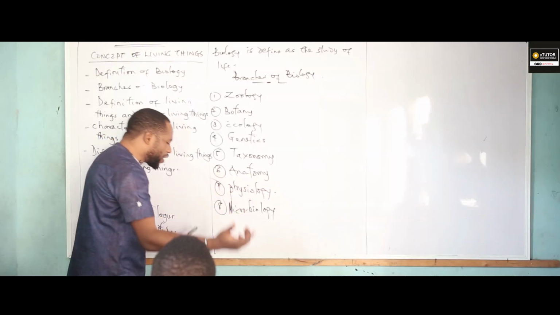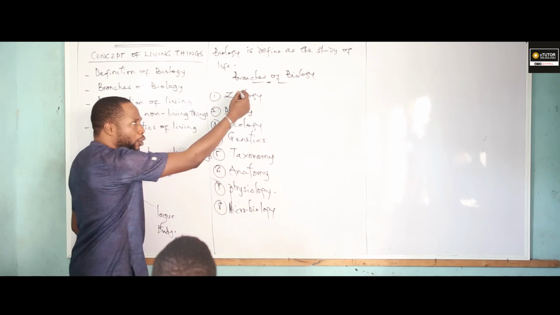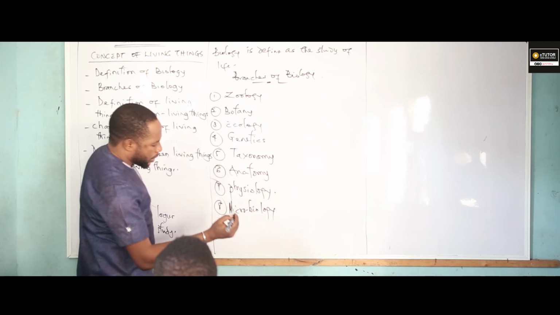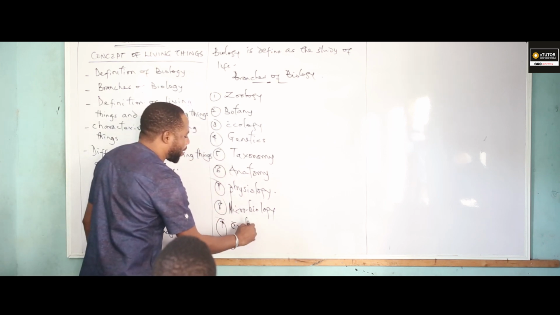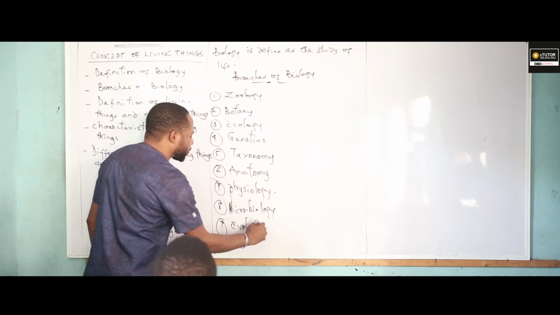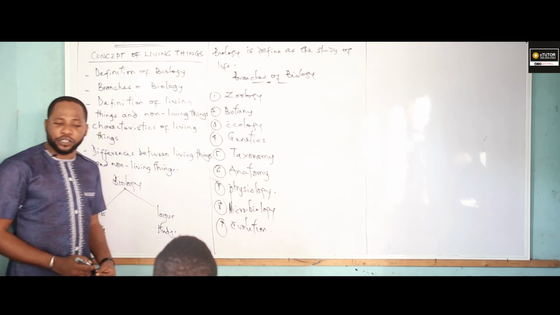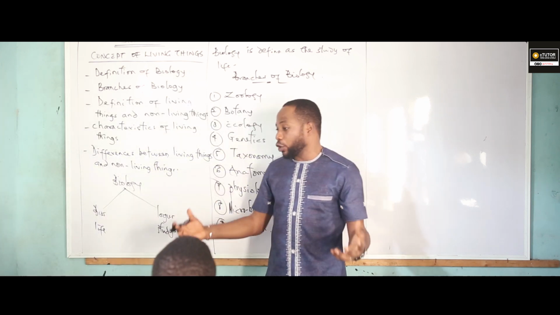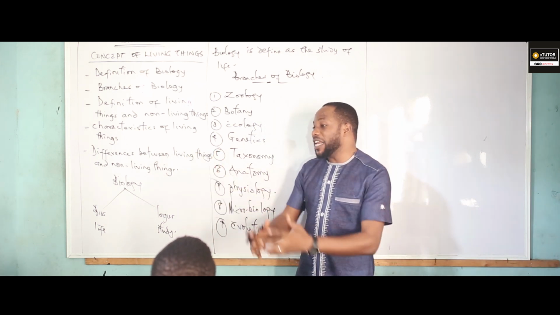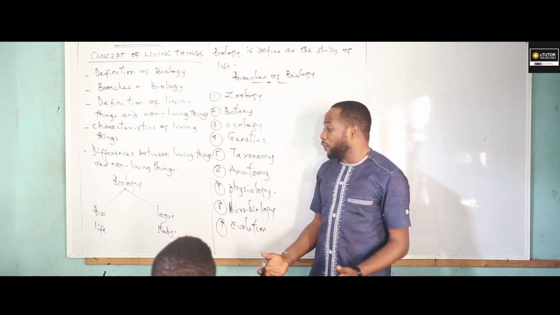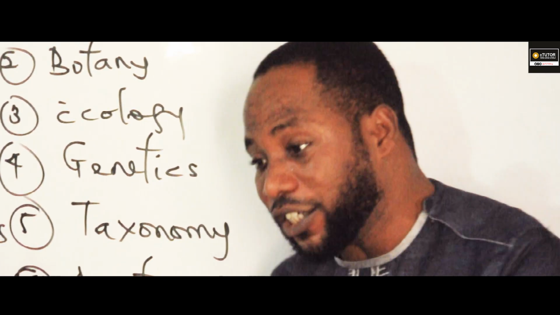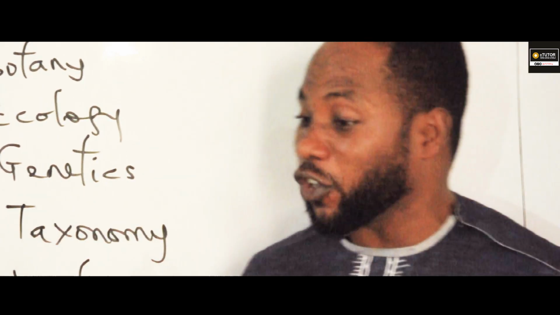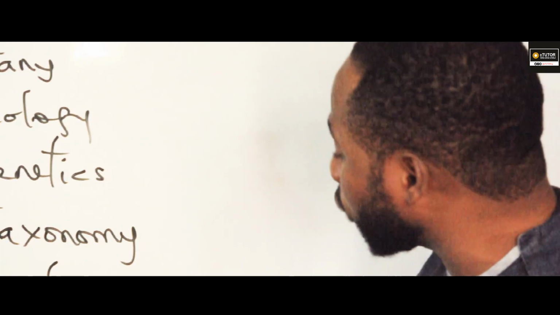We have so many other branches of biology. Let me give you one more. Evolution is another branch of biology. This studies how humans come into existence, the existence of living organisms generally, how living organisms come into existence, and their modifications. You understand that? It is under evolution. We have so many other branches of biology, but we are going to stop at this number 9 because of our time.